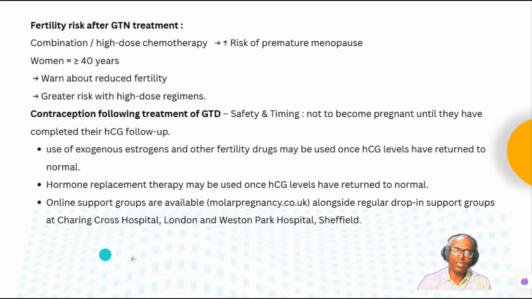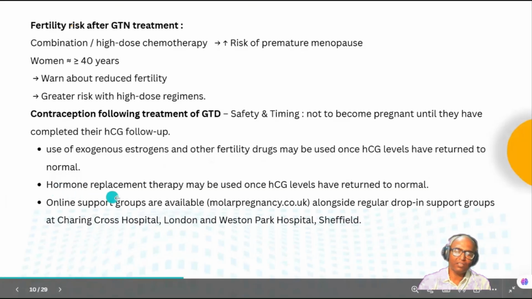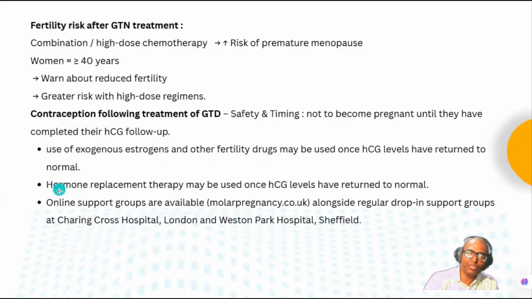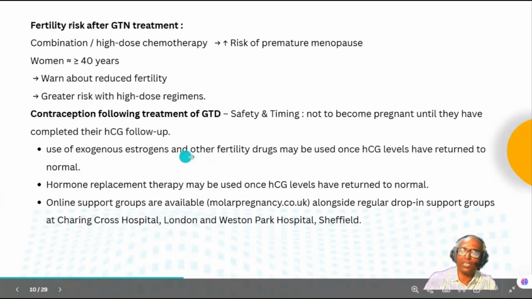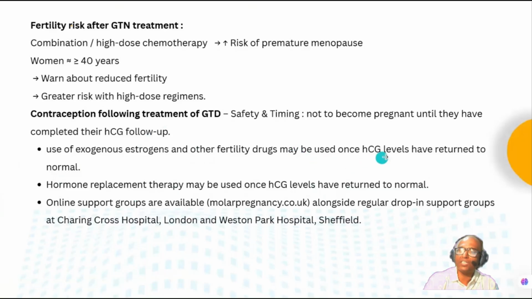Okay, so here in the GTD guideline, the GTG, they have mentioned hormone replacement therapy may be used once the HCG levels have returned to normal. Use of exogenous estrogen and other fertility drugs may also be used once the HCG levels have returned to normal. But the FSRH guidelines specific to contraception we will see in the subsequent slides.